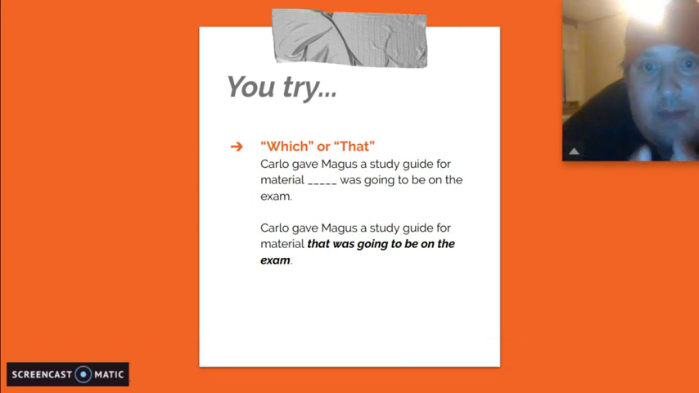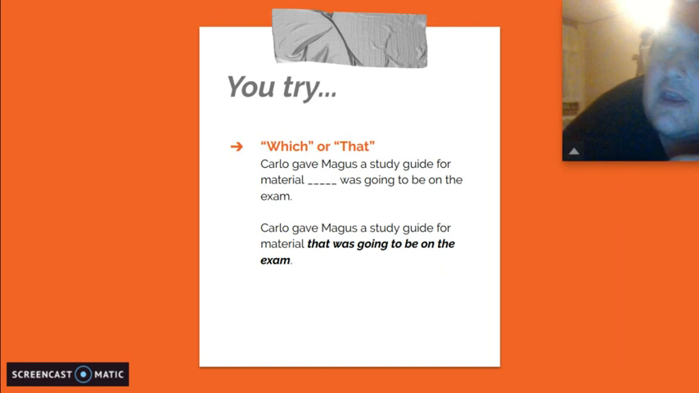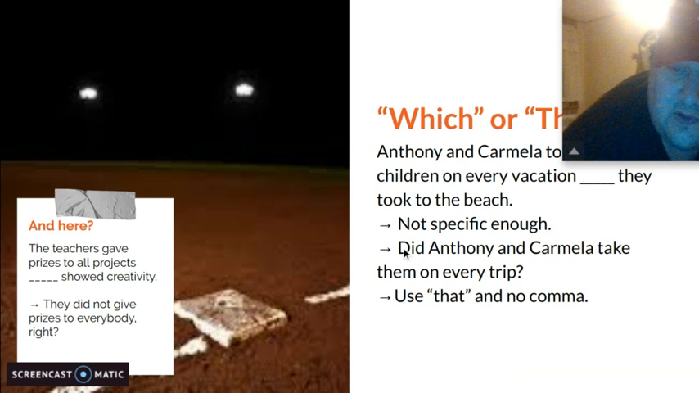Now, Carlo gave Magos a study guide for material, okay? A study guide for material. That's not really specific enough, right? So we need a little more information. And since we do, to make it essential, we would use that. That was going to be on the exam. You understand? A study guide for material. What's that about? What do you mean? But if you say it was going to be on the exam, then it's like, oh, okay, that makes sense. I understand. Okay? Let's go back.